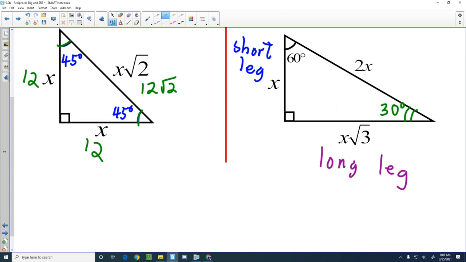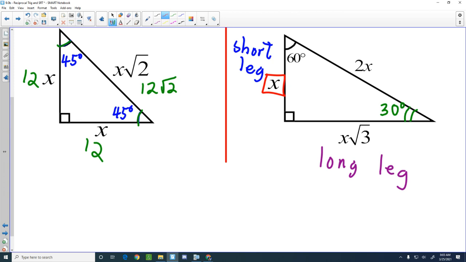Well, for a 30, 60, 90, we want to first identify the short leg, because the other two sides are both based off of the short leg, because that's just x by itself. You'll notice that the other two both have an x in them, but we need to know what x is first. So if you have the short leg, if that's the side given to you, then it's going to be super easy. The hypotenuse is simply 2 times the short leg length.